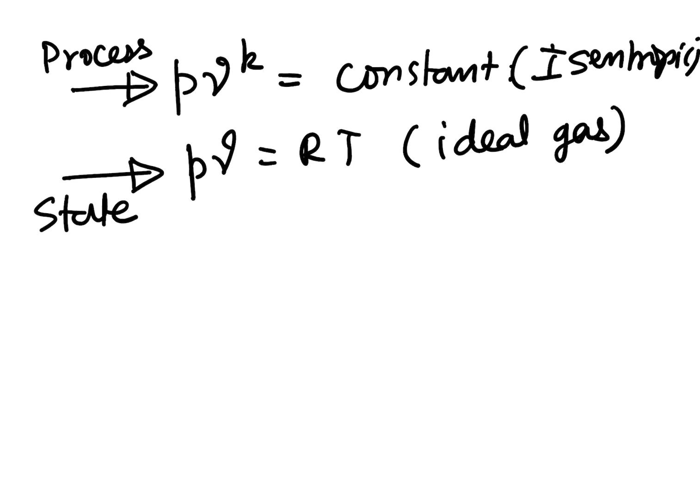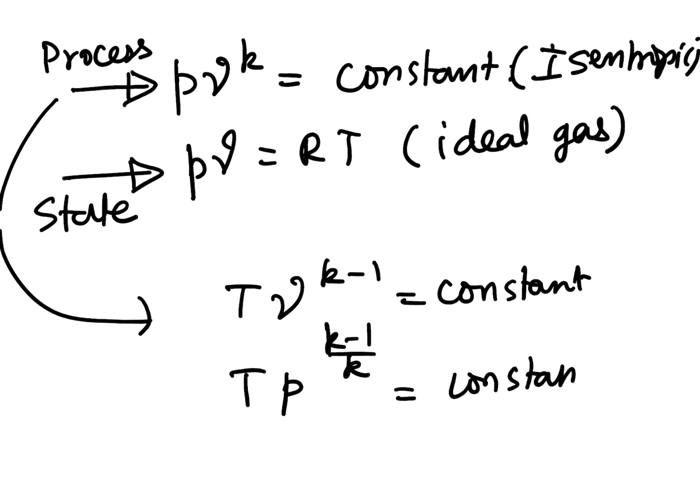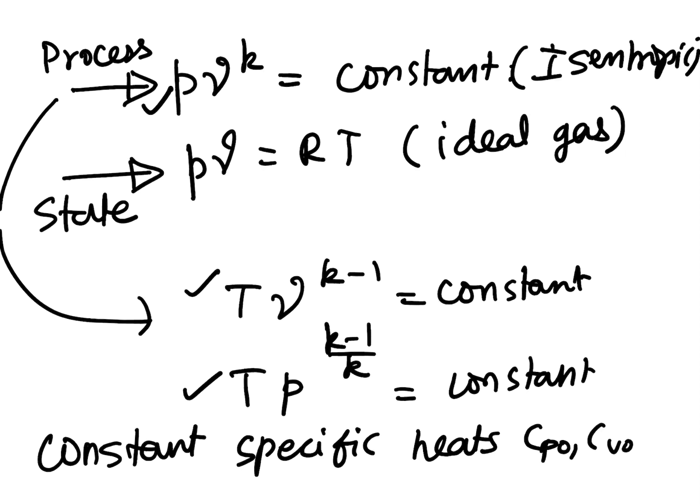It's either written as P nu to the power K is a constant. It is also written as T nu to the power K minus 1 is a constant, not the same constant, or T P to the power K minus 1 over K is a constant. So all these three forms are isentropic process equations with the ideal gas being P nu equals RT. This also comes with the assumption that the specific heats are constants, and K is the ratio of the specific heats at constant pressure and at constant volume.